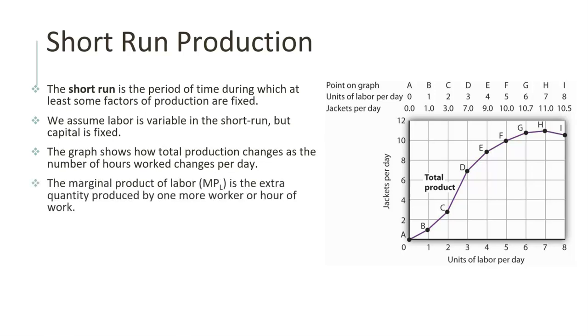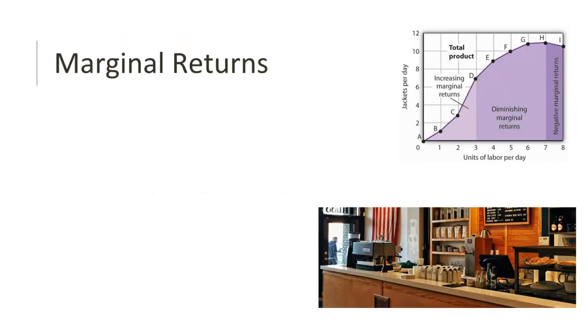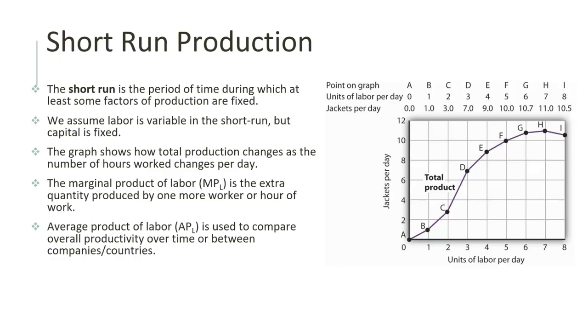The marginal product of labor is going to be the extra quantity produced by one more worker or one more hour of work. The average product of labor is going to be used to compare overall productivity, especially when we're comparing the same company over time or comparing between companies or between countries. And what we can see from this graph is that this is actually showing us total production. From here, we can actually get marginal production. We can get average production.